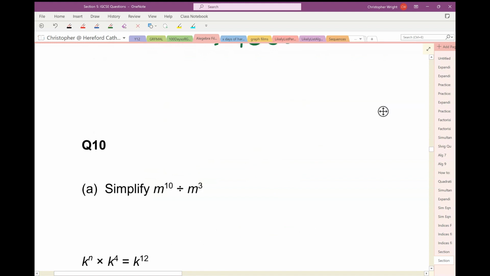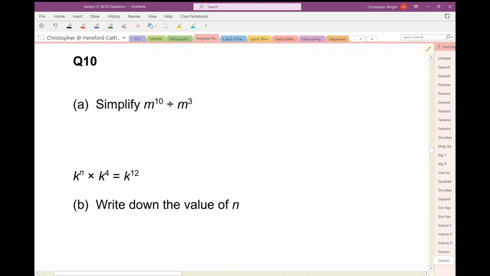Question 10. Simplify here. Well, I'll simply subtract the indices. k to the n times k to the power of 4 equals k to the power of 12. Well, what would that n have to be there? Answer would have to be k to the 8, wouldn't it? So n would have to equal 8.